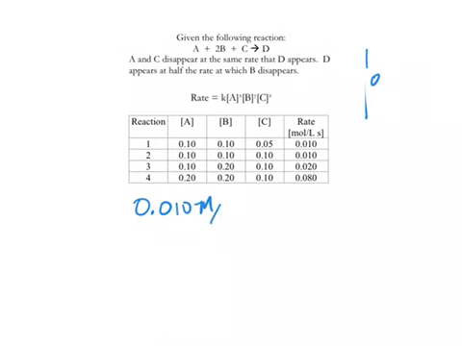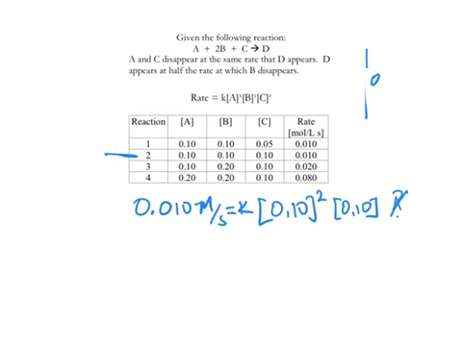molarity per second, is going to equal K times the concentration of A, which is 0.10, and that's going to get squared, times the concentration of B, which is going to be 0.10, okay? And then we're not going to worry about the concentration of C because that's not going to make any difference.